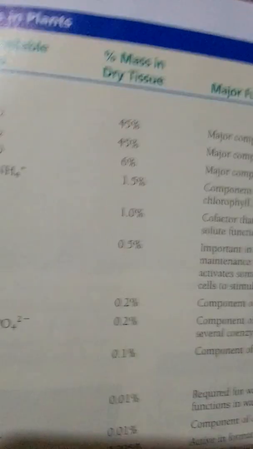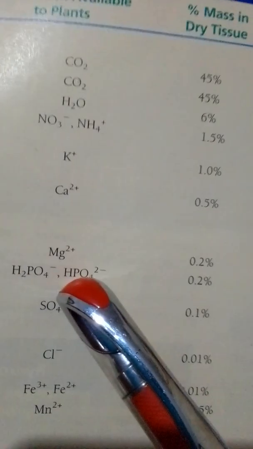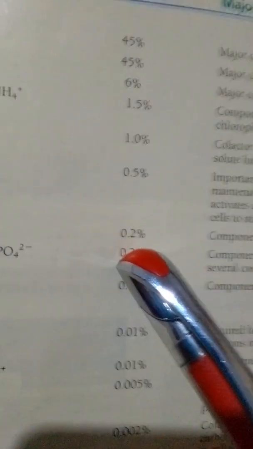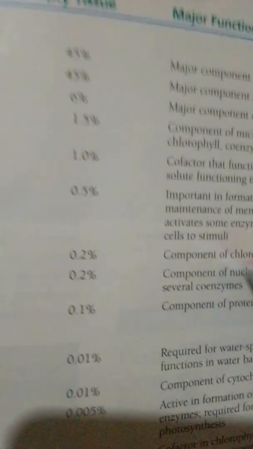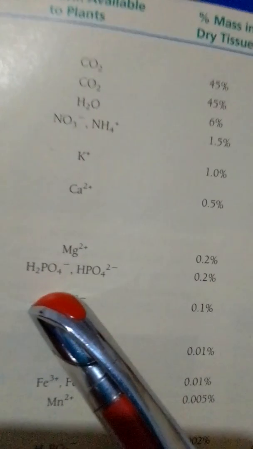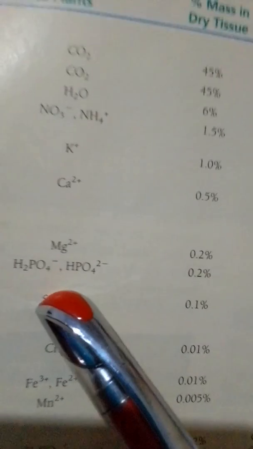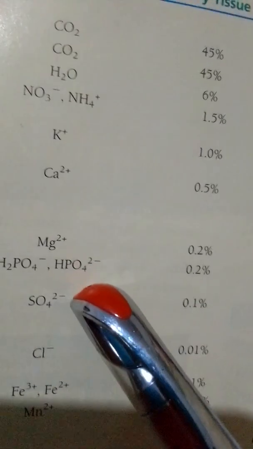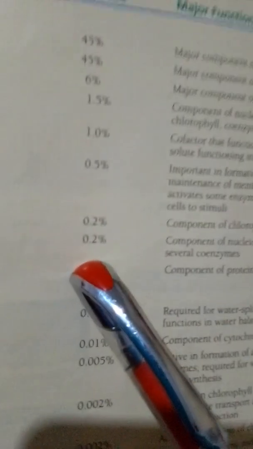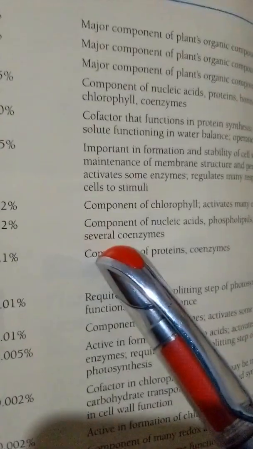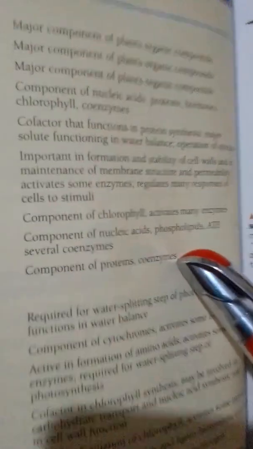Activates some enzymes, regulates many responses of cells to stimuli. Magnesium, Mg2+, 0.2%, component of chlorophyll, activates many enzymes. Phosphorus, H2PO4-, HPO4 2-, 0.2%, component of nucleic acids, phospholipids, ATP, several coenzymes.